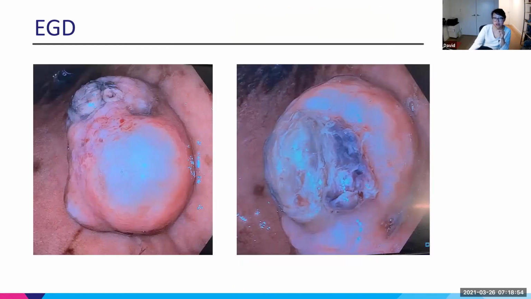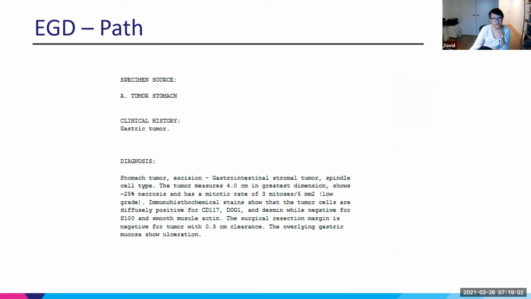Here are some representative images of his lesion, and you can see on the right, there's evidence of ulceration. And this is the path from his wedge resection. His tumor was found to be consistent with the GIST of the spindle cell type, measuring up to 4 centimeters in its greatest dimension with a low mitotic rate. And the immunohistochemical stains were positive for CD117 and DOG1, with the surgical resection margins being negative for tumor.